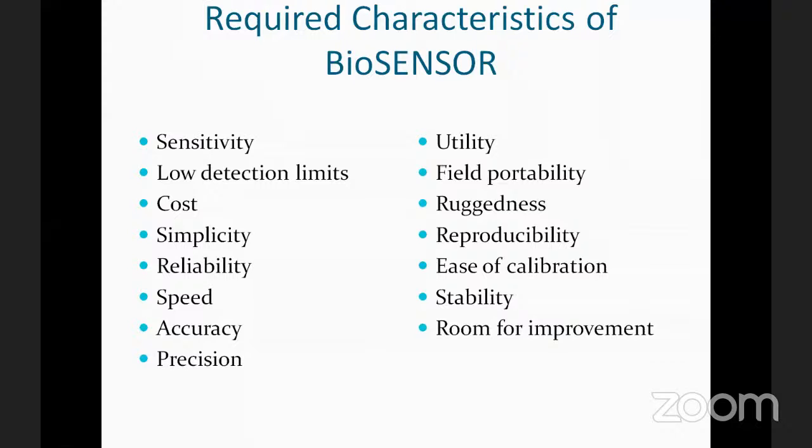And the accuracy and precision. Accuracy is a very important characteristic of a biosensor. If it is compared with any standard type of instrument or an electrochemical method of sensing, it has to provide an accurate result. Then field portability, ruggedness, reproducibility, and ease of calibration are very important characteristics of biosensors for their design and development. Next slide.